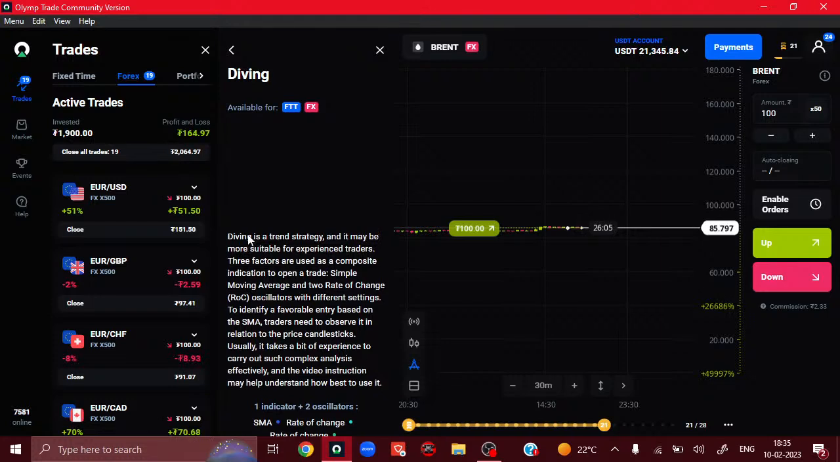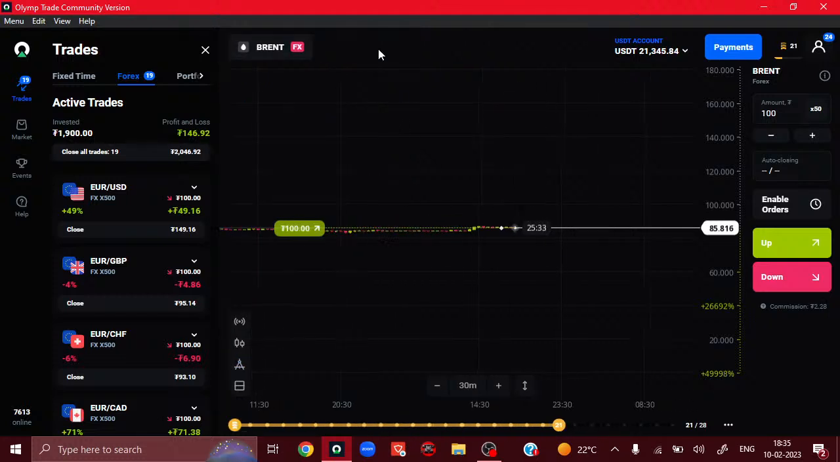Diving is a trend strategy and it may be more suitable for experienced traders. Three factors are used as a composite indication to open a trade: a simple moving average and two rate of change oscillators with different settings. To identify a favorable entry based upon the SMA, traders need to observe it in relation to the price candlesticks. Usually it takes a bit of experience to carry out such complex analysis effectively. You may watch this video later on to get a better understanding of this strategy. Today we will be discussing this and making some live trades using this strategy.